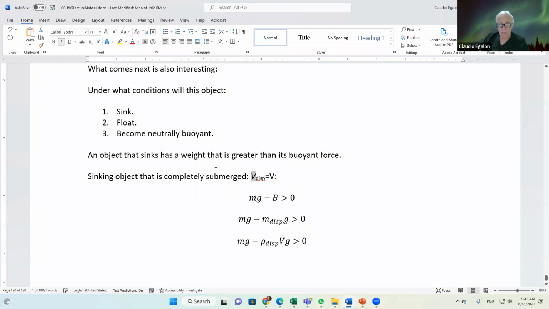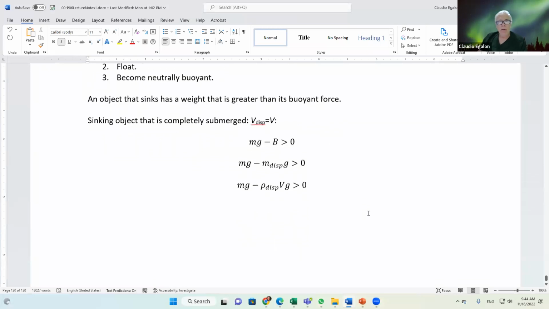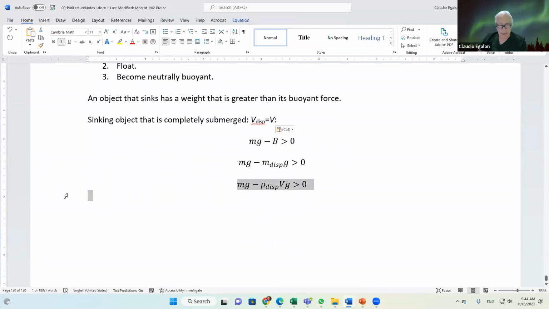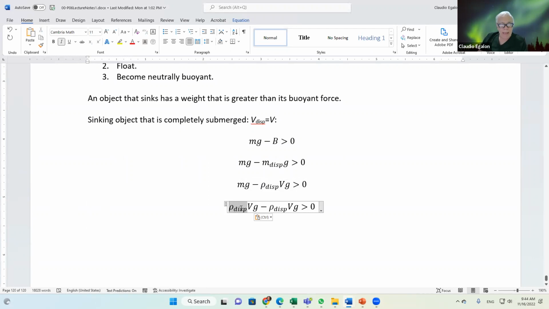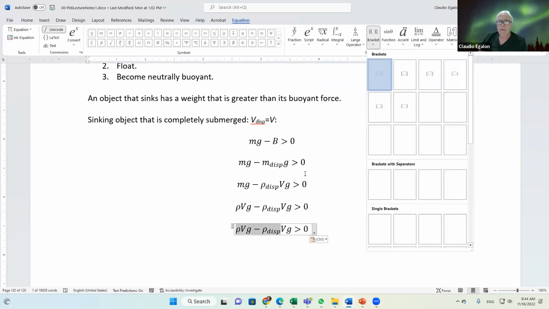Completely submerged means V displaced must be equal to V. We can do more than that. We can rewrite the mass of the object in terms of its density and its volume as well. But now the density of the object is going to be different from the density of the substance, right? And now look what we get. We get two terms that are exactly the same, volume and the acceleration of gravity. We can put them in evidence.